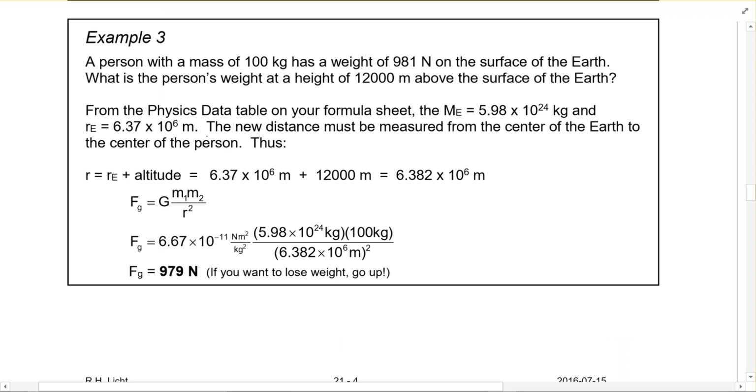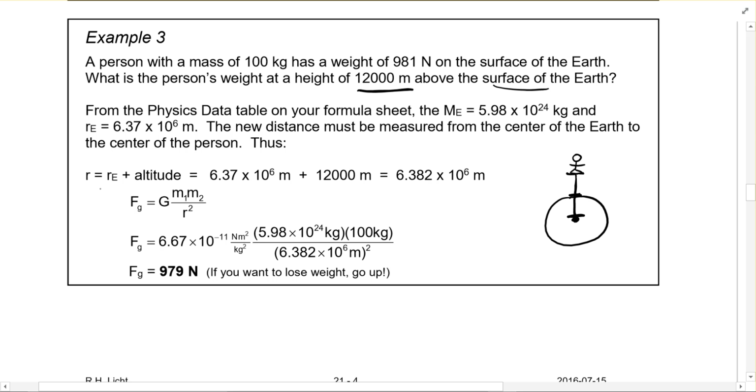The new distance must be measured from the center of the Earth to the center of the person. So we can't just say that they are 1,200 meters above the surface of the Earth. As soon as you see a question worded like that, an alarm bell should go off: oh no, it needs to be from the center of the mass. So if I'm talking about some guy up here, I don't want this distance from there to there. I need the distance from him to the center. That's where we measure things when we're talking about their gravitational attraction.